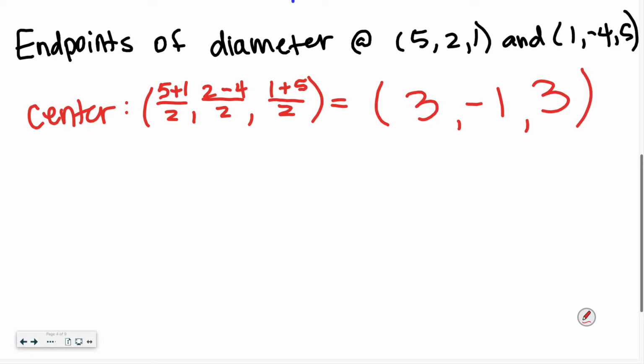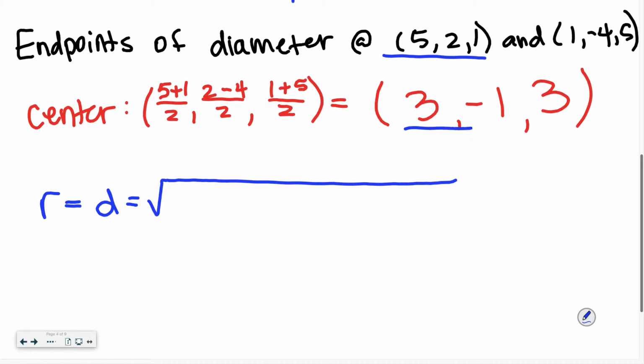Let's vote. How many of you would like to go diameter endpoints and cut it in half? How many of you would like to go from midpoint to endpoint? Sweet, it's a tie. You choose. Surprise. Second is the first loser. So our radius is going to be the distance between, how about this point and this point? Yes. Okay, so 5 minus 3, the quantity squared, plus 2 minus negative 1, the quantity squared, plus 1 minus 3, the quantity squared.